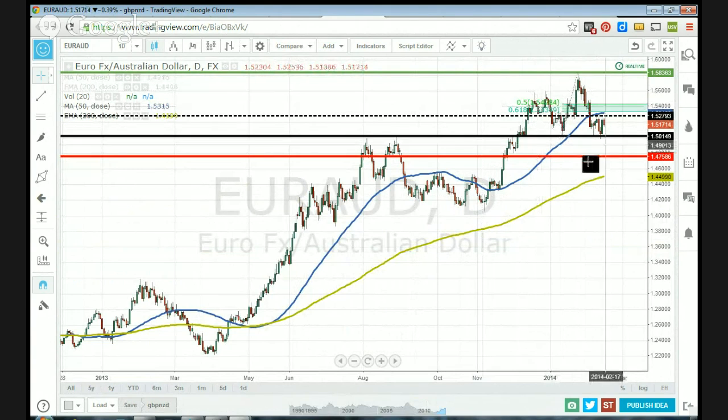The stop is further away here to give myself enough room, so probably a smaller position size. But that's about it. I'll have this trade posted on my blog on Informed Trades.